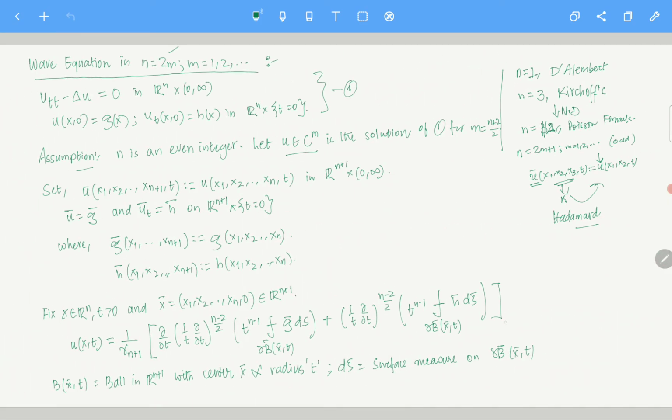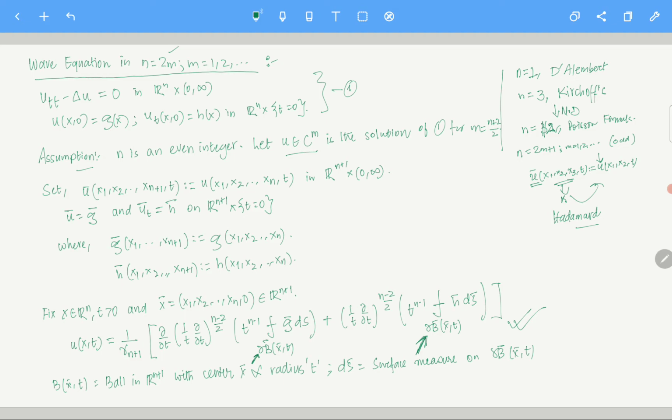You see, in odd dimension the Kirchhoff formula is given like this. So essentially here what will happen is this. The g bar and h bar which we are defining, this is in odd dimension, right? That will depend on the boundary, not on the whole ball. So this depends on the boundary. The solution depends on the boundary.